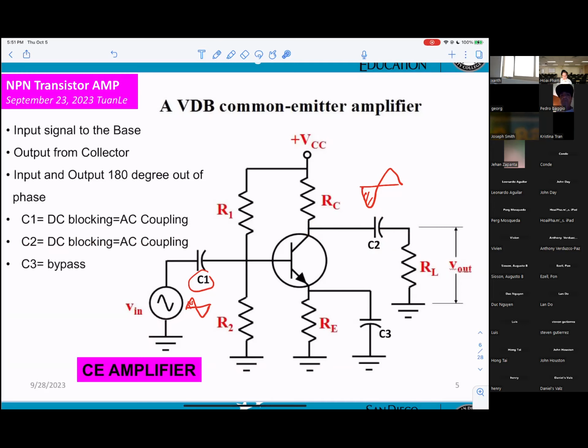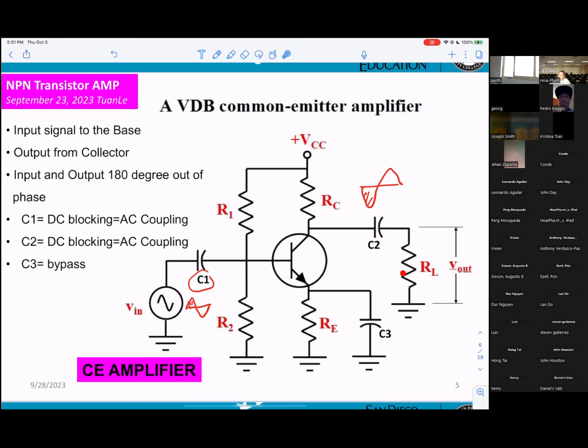So to you guys, if I ask you what the name of C1 in this circuitry is, the answer will be DC blocking or AC coupling. That means they block DC, but they allow AC to go. Same thing for capacitor C2. DC blocking, AC coupling.